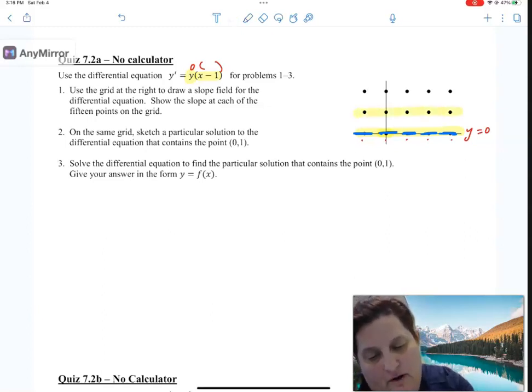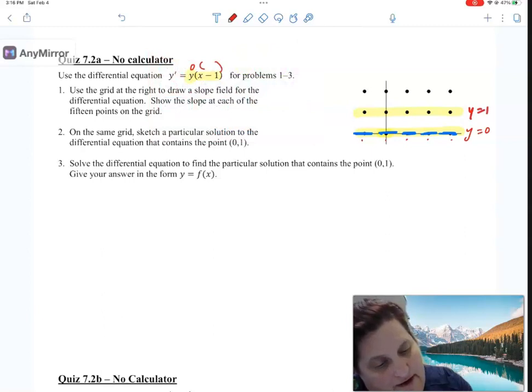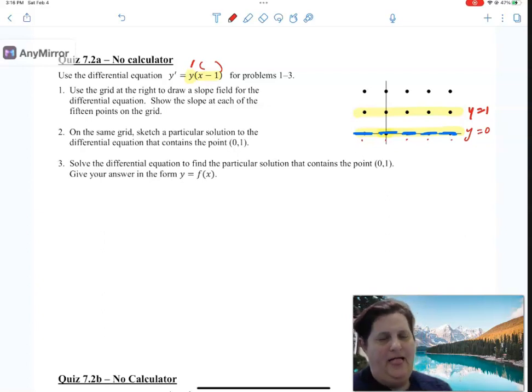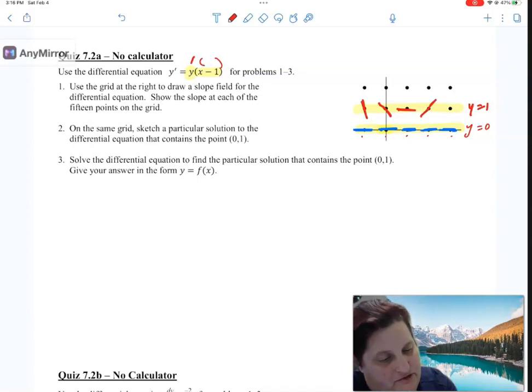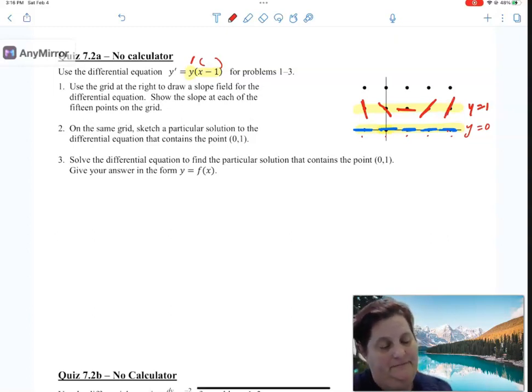All right, this whole row, y is 1, which means the slope is going to be x minus 1. Okay. The x coordinate here is negative 1, minus 1. That's a negative 2 slope. 0 minus 1 is a negative 1 slope. 1 minus 1 is a 0 slope. 2 minus 1 is a 1 slope. Sorry, 3 minus 1 is a slope of 2. So it gets a little bit steeper right there.